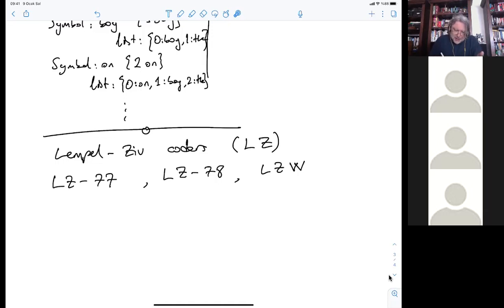But as far as I know, the LZ77 is very much time and memory consuming.